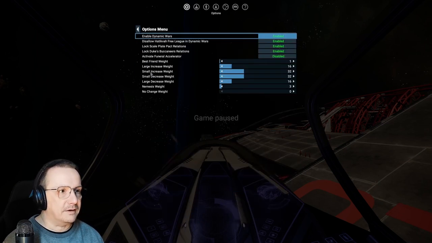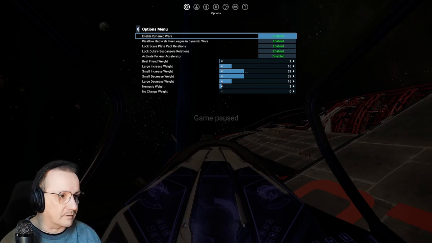And the options menu, where you can change how much weight. I'm not sure what these weights mean, but clearly they're low for best friend and nemesis, and a small increase or decrease has a larger weight. I'm not sure why. I might have to ask about that.